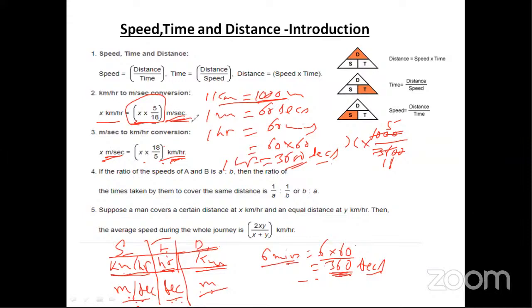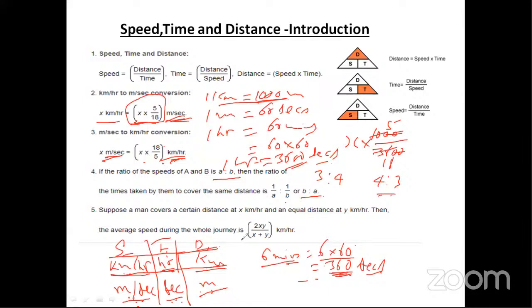Suppose, for example, if speeds are in the ratio A is to B, which means time will be in the ratio 1 by A is to 1 by B, which is nothing but B is to A. For example, the ratio of speed is 3 is to 4, then the ratio of the time will be simply 4 is to 3. You don't need to do any calculation. You can simply say 4 is to 3 is the ratio. Okay, that is one part.